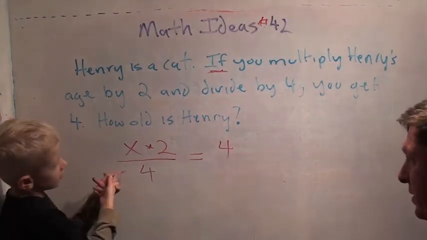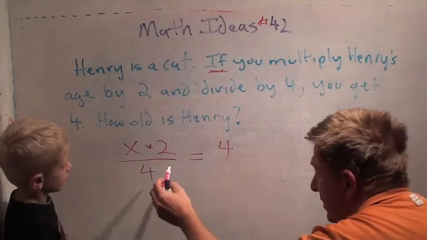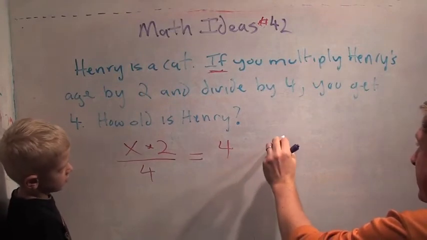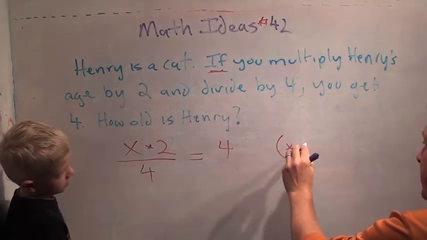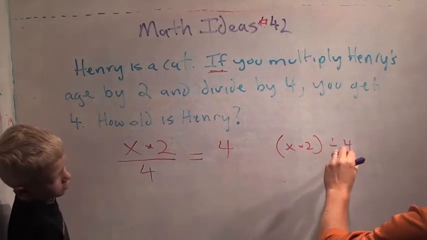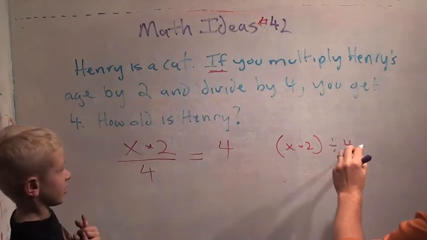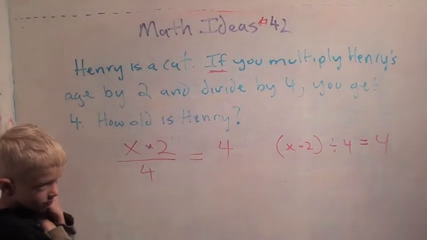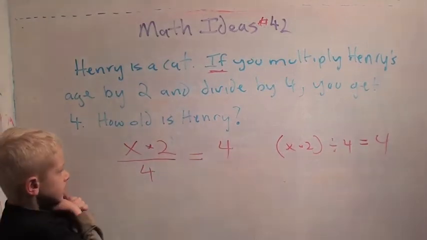You forgot to make the dividing symbol. Oh yeah, this is one way you can do the dividing symbol. Do you want me to write it a different way? Do you want me to write it like this? X times 2 divided by 4? Yeah, that's how I like it. Okay, that's fine. So x times 2 divided by 4 equals 4.